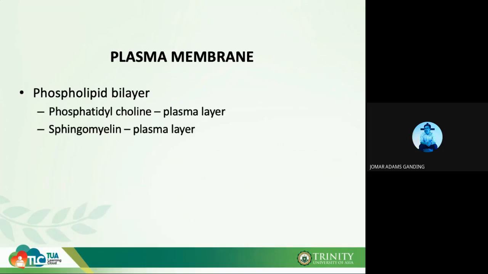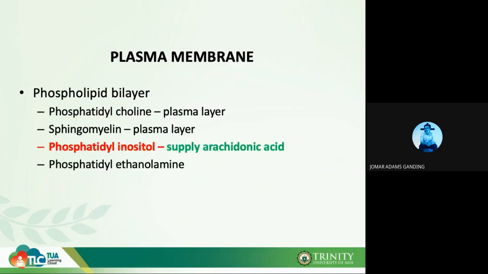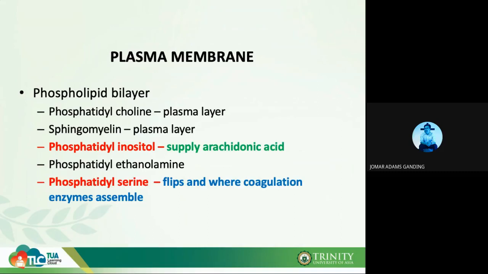So you have your phosphatidylcholine and your sphingomyelin that are in the plasma layer. Of course, always remember the most famous, your phosphatidylinositol that supplies your arachidonic acid, your phosphatidylethanolamine, and also your phosphatidylserine that flips and where coagulation enzymes assemble. I want you to remember this. Your phosphatidylinositol is the one that supplies arachidonic acid in your platelets. Arachidonic acid, I want you guys to keep that in your heart, in your mind, because we will be talking about arachidonic acid shortly.